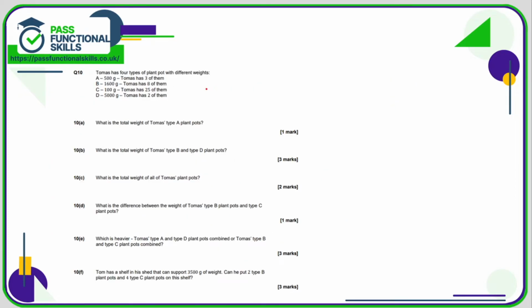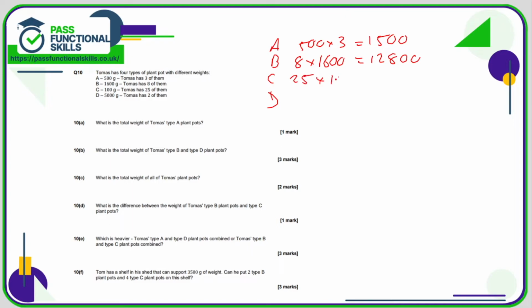So for question 10 onwards we're able to use a calculator for everything. So first of all, before I tackle the questions, just to speed up the explanation, I'm going to work out the total weight of A, B, C and D. So A is 500 times 3, which is 1,500. B is 8 times 1,600, and that comes to a total of 12,800. C is 25 times 100, which is 2,500, and D is 2 times 5,000, which is 10,000.